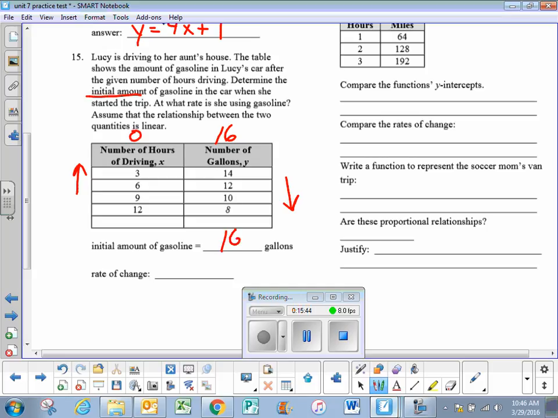16. At 0 hours, before she turned on her car and started moving, she had 16 gallons. Pretty simple. You just have to go back in the table to 0. And what's her rate of change? 16 gallons a lot.